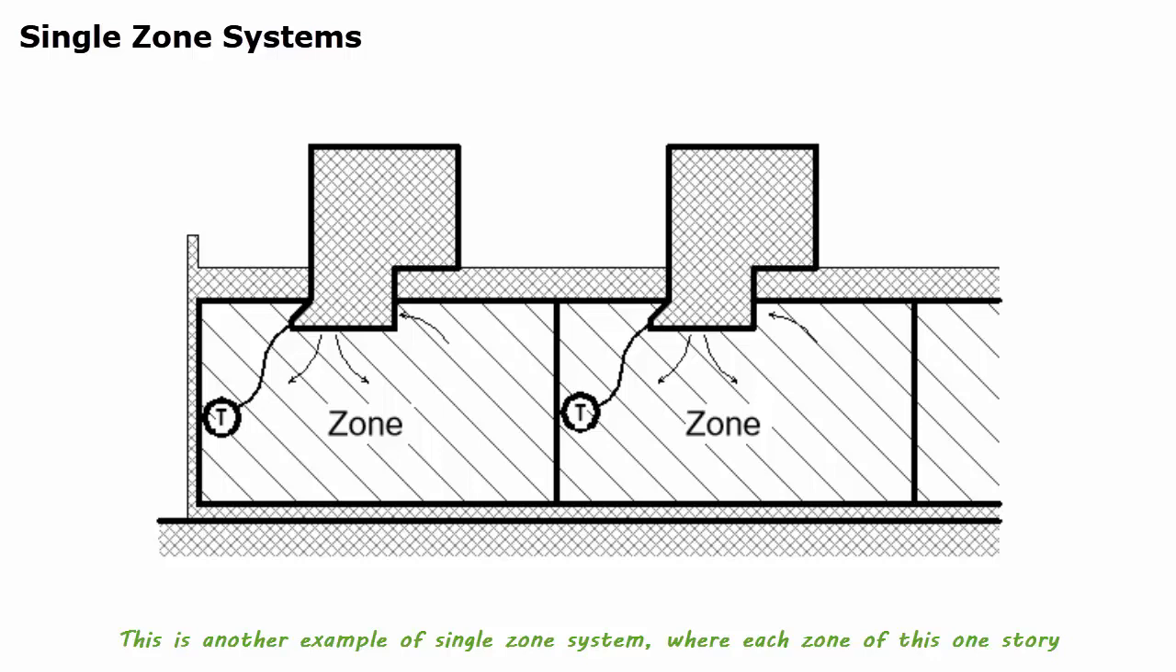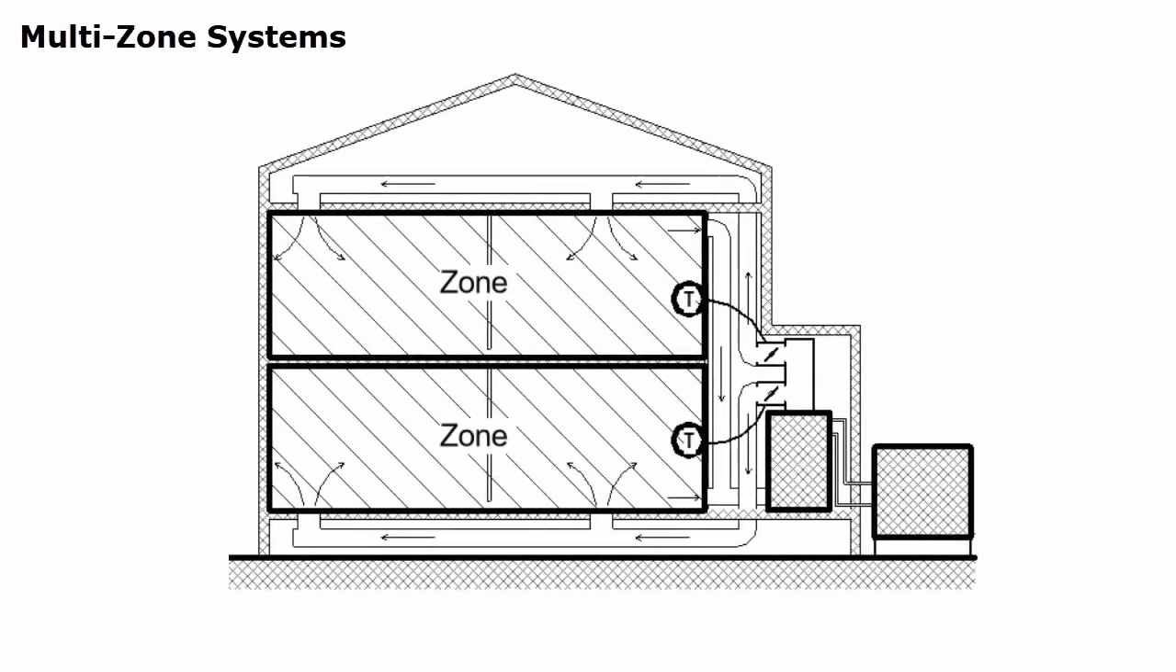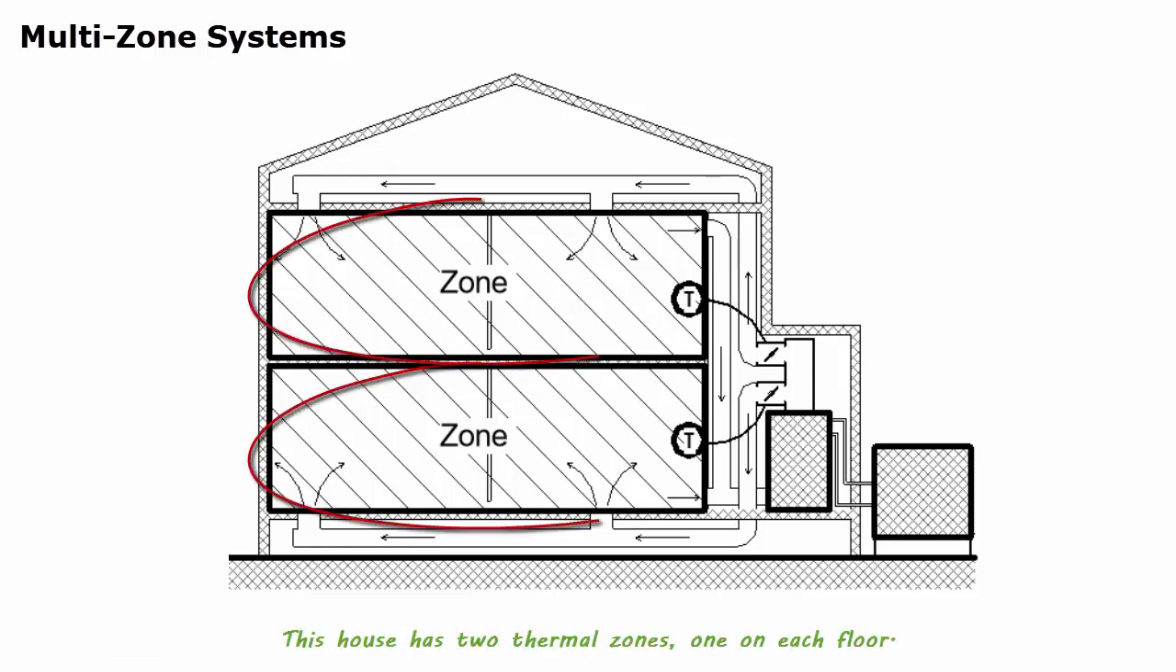This is another example of a single-zone system, where each zone of this one-story commercial building is served by a packaged rooftop unit on the roof. In multi-zone systems, a set of plant and distribution systems serves more than one zone. Mixing or damper devices are used to modulate either air volume or air temperature or both to meet the requirements of different zones. This house has two thermal zones, one on each floor.